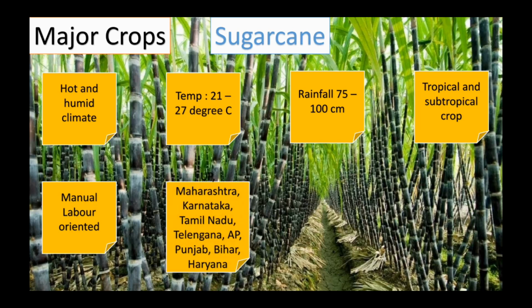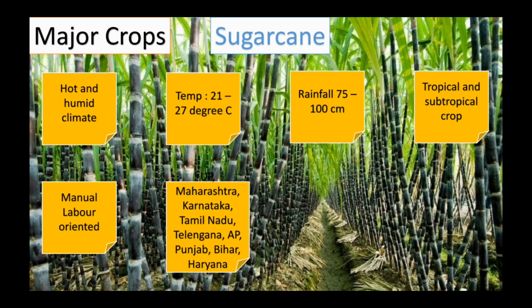In India, it grows well in UP, but now it shifts towards south states like Maharashtra, Karnataka, Tamil Nadu, Telangana, Andhra Pradesh, like this. So a question may come, why is it shifting from the north towards the south? Because in the south the cane produced has more sucrose content. The sucrose content is higher in South Indian sugarcane and it yields greater quantity of sugar.